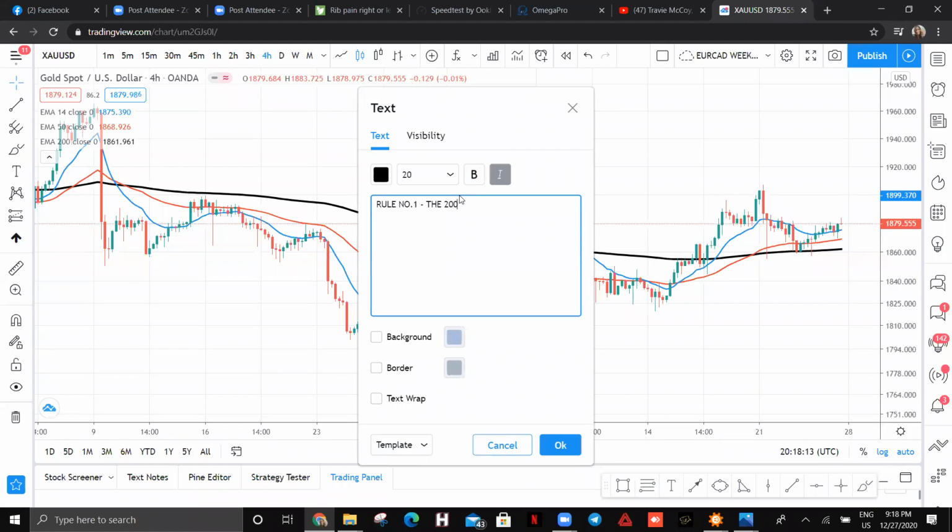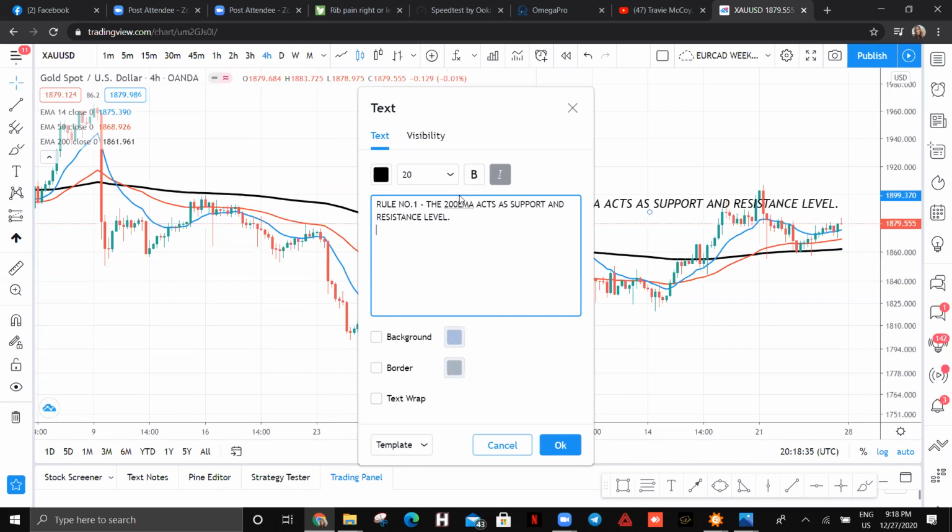The 200 exponential moving average acts as support and resistance level. So I want you to have that in mind.